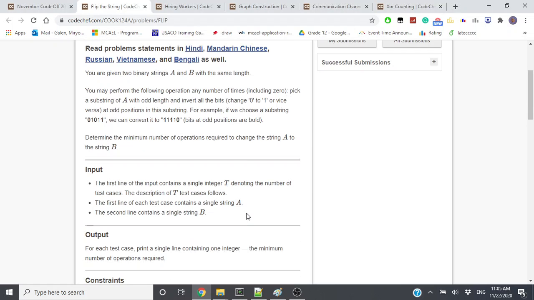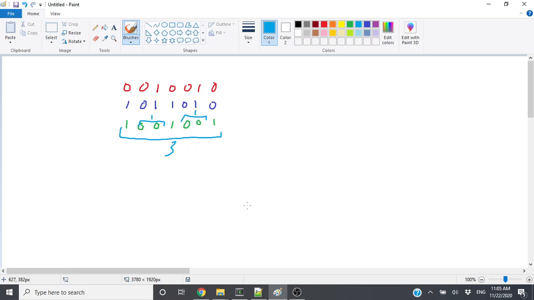Wait, what? Oh, it has to be odd length. Oh, that's weird. I didn't notice that. Okay. Well, we still have this. Why would that be a thing? Does that make anything harder? I'm not actually sure.